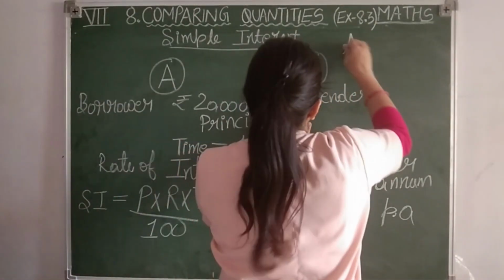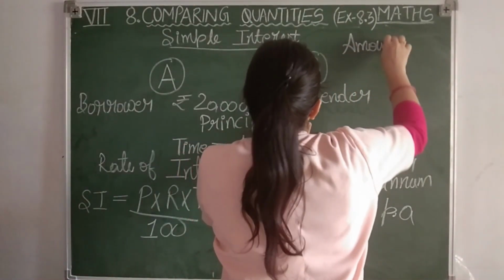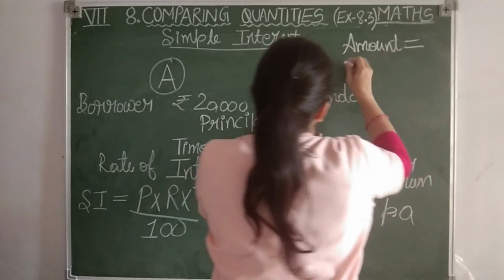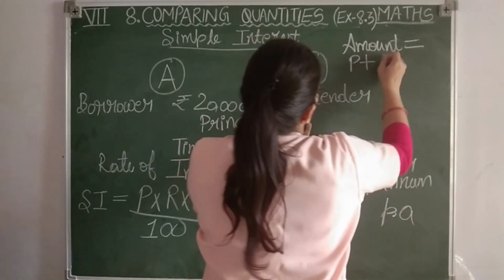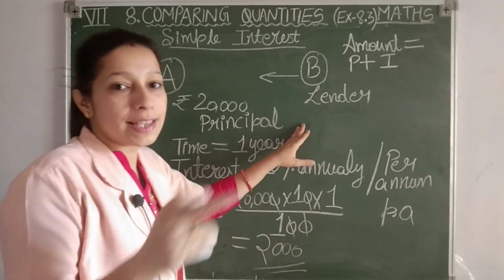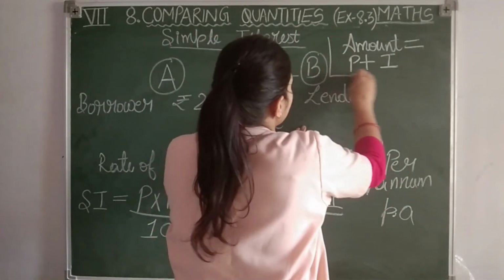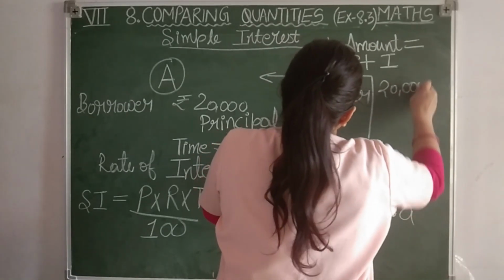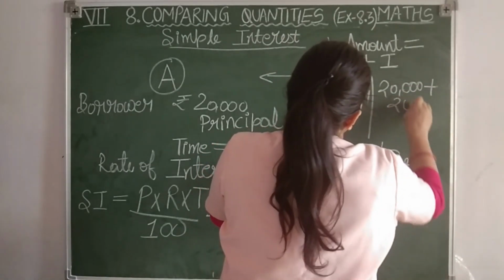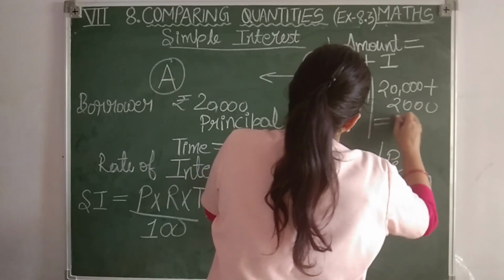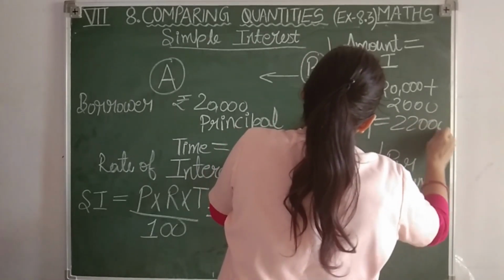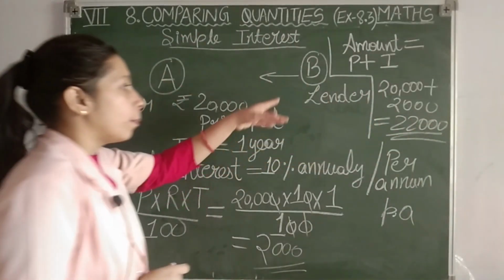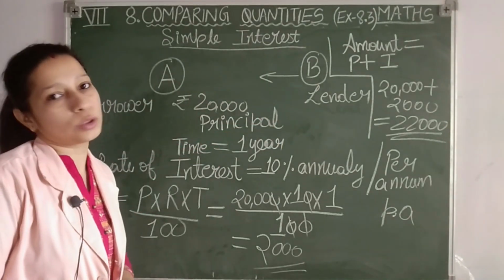Okay, let us calculate the final amount now. How to calculate the final amount to be paid? Principal plus interest. Formula is principal plus interest. How? Principal was 20,000 rupees. Interest over it is 2,000 rupees. So the final amount that will be paid to B by A is 22,000 rupees, students.